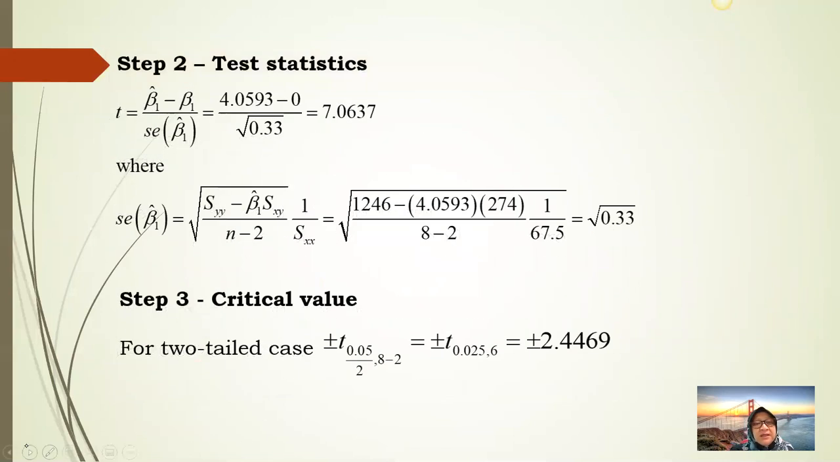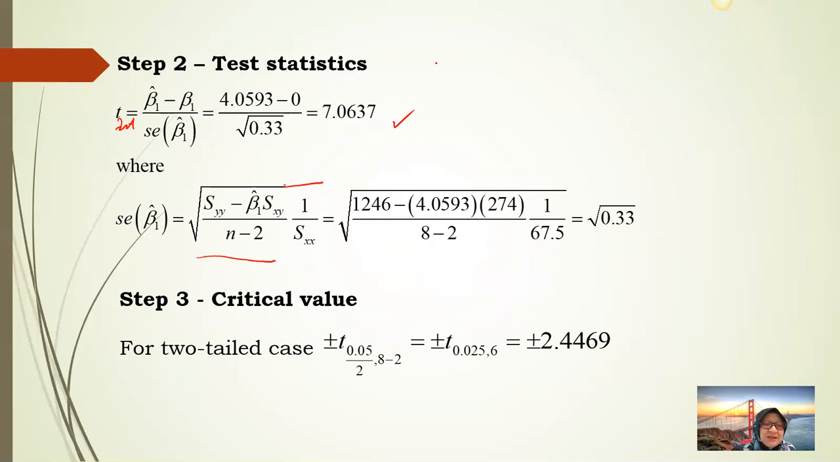Next, we use the test statistic formula, the t-test. Substitute the values that we have: beta 1 hat minus beta 1, and in this case beta 1 equals 0, divided by the standard error, using this formula. You will get this value, and then you calculate the t-test, which is 7.0637. Then you are going to compare.